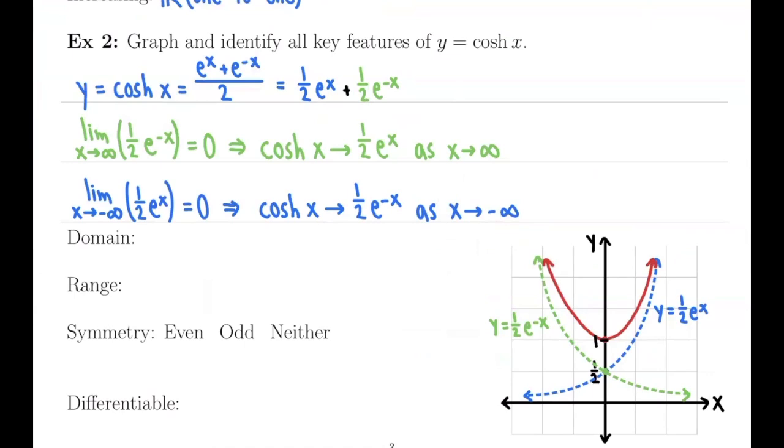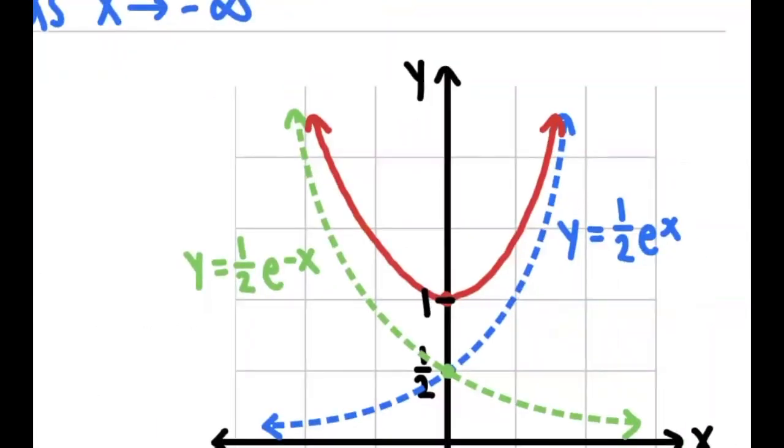But yeah, that's the graph of cosh of x. And you're right. Some people say that it looks like a parabola, but it has asymptotes. Exactly. It's not a parabola because it has asymptotes.